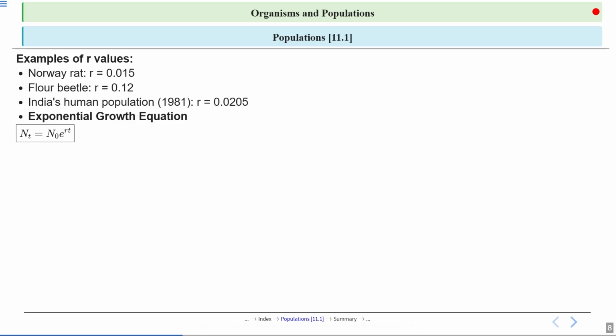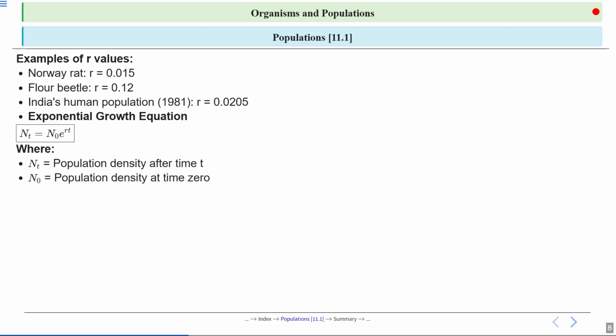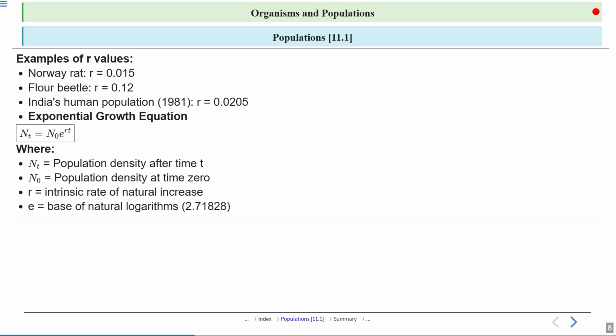You can notice here each component of the equation plays a crucial role in determining the outcome. Nt is equal to population density at time t. N0 is the population density at time 0. Here the r stands for the intrinsic rate of natural increase. r we have already discussed. It is the population's potential growth rate under ideal conditions. Then e, it is the base of natural logarithm whose value is 2.71828.